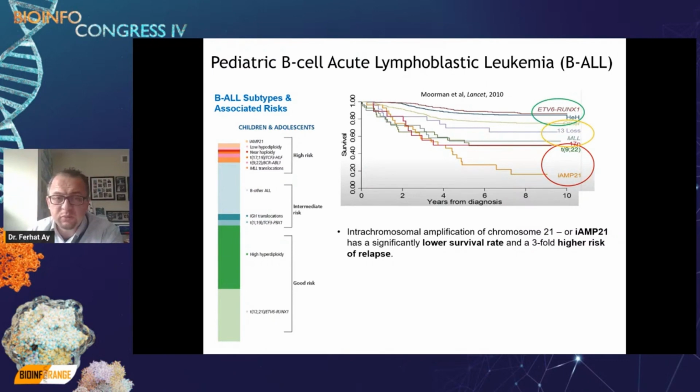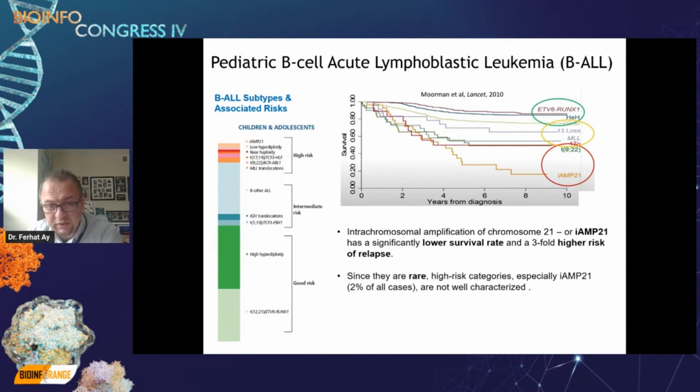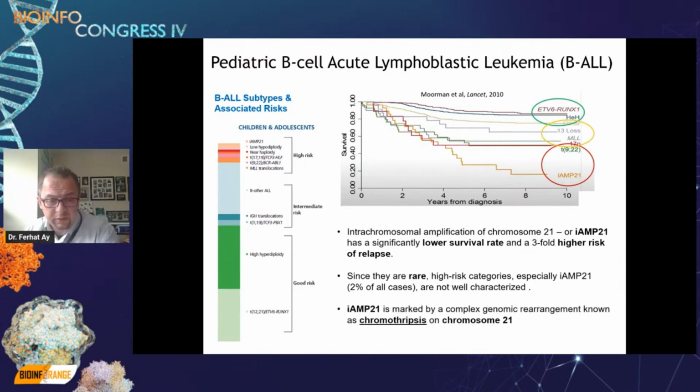Luckily, this is from quite some time ago. After realizing this, doctors have started treating these kids more aggressively, and aggressive treatment actually makes the survival chance much, much higher, although it is still one of the worst ones, and the relapse rate still remains high. It's a very rare category within all pediatric B-ALLs. Only 2% of the kids will have this, and those are the ones who are not going to fare very well comparatively. And it's marked by that chromothripsis, again on chromosome 21.